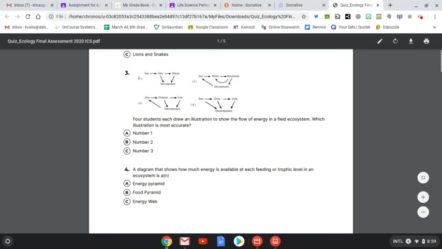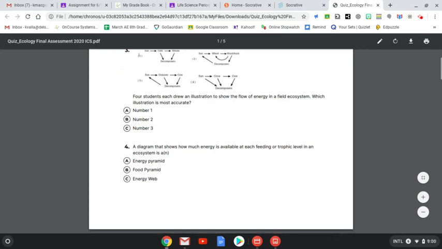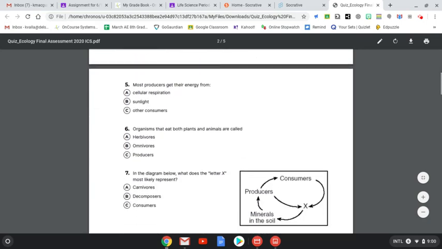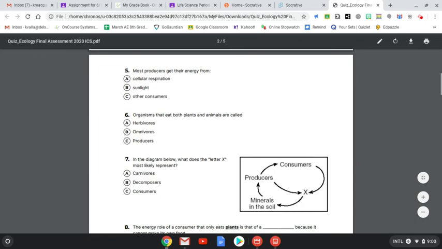Number 4. A diagram that shows how much energy is available for each feeding or trophic level in an ecosystem is an A, energy pyramid, B, food pyramid, or C, energy web. Number 5, most producers get their energy from A, cellular respiration, B, sunlight, C, other consumers.